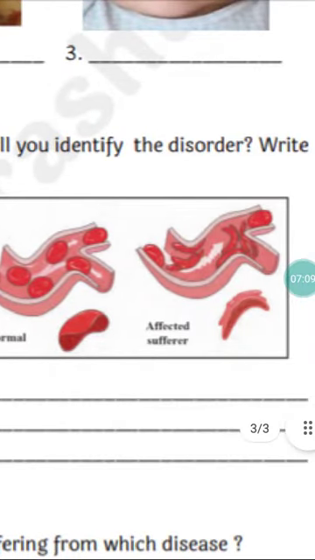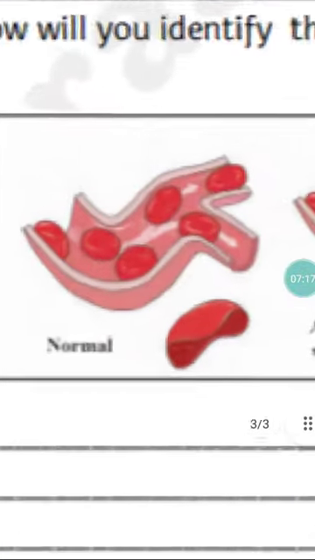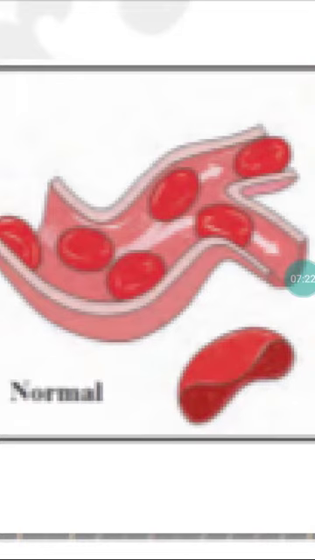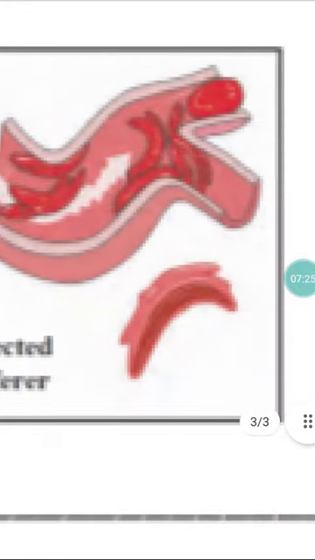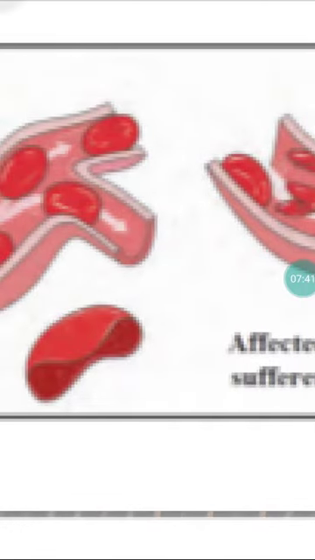Here you can see the blood vessels, and in them the RBCs are there. In the first picture, the RBCs are circular and biconcave in shape, and in the second one, the RBCs are a little bit of a sickle shape. In Marathi, विडा जो असतो, जो निंदण्यासाठी वापरतात, त्याच्यासारखा आकार. So that is a sickle shape. So the disorder is sickle cell anemia. The name of the disorder here is sickle cell anemia.